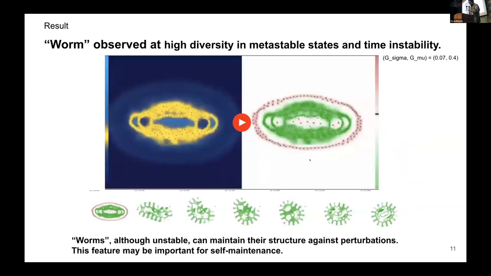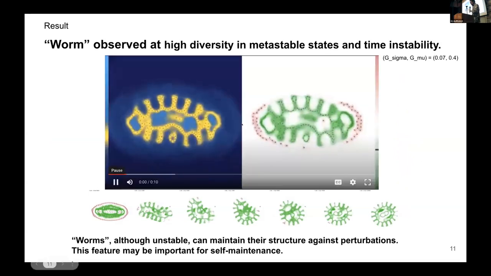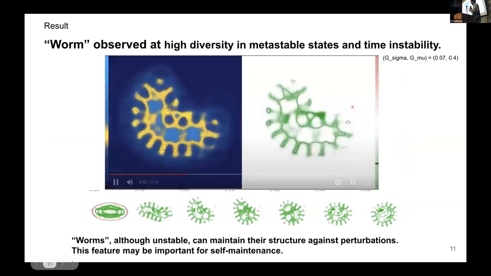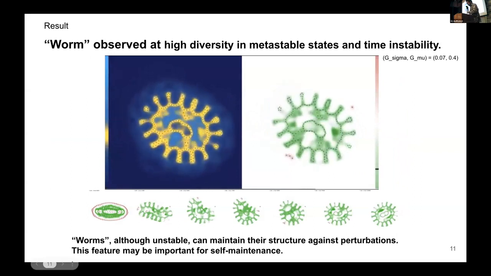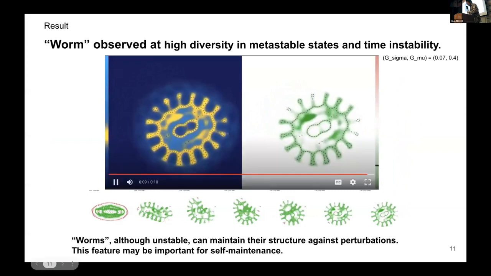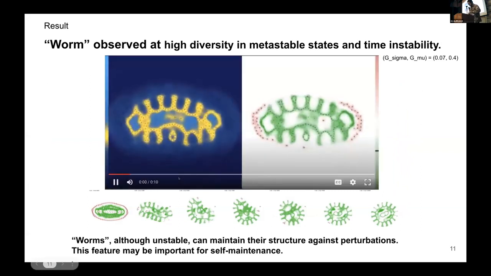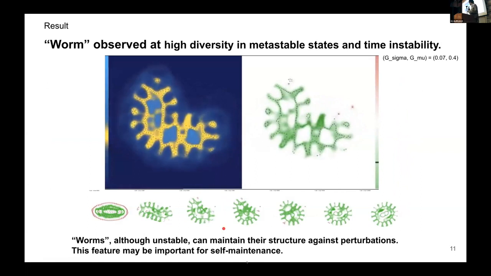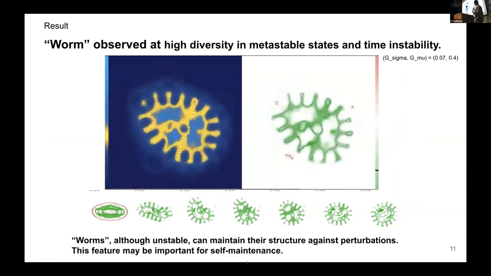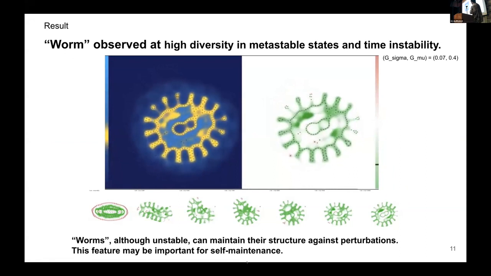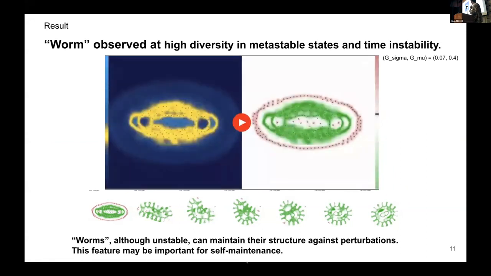And again, we show the dynamical response pattern. We call this a worm, and the worm is also unstable, but can maintain its structure against the perturbation. So maybe this feature may be important for self-maintenance.